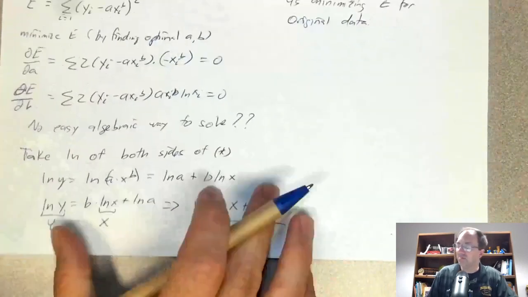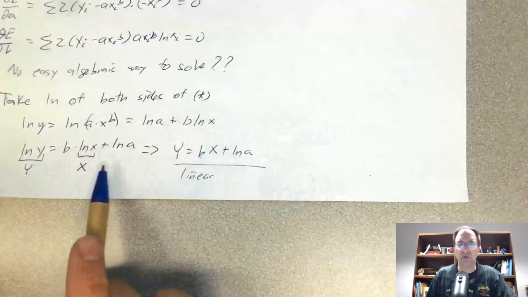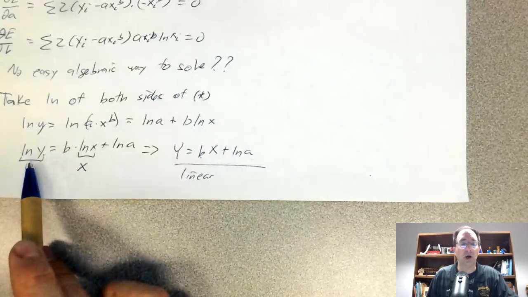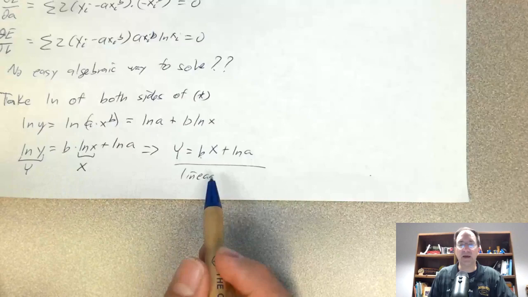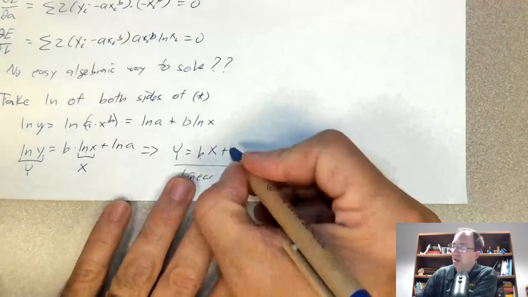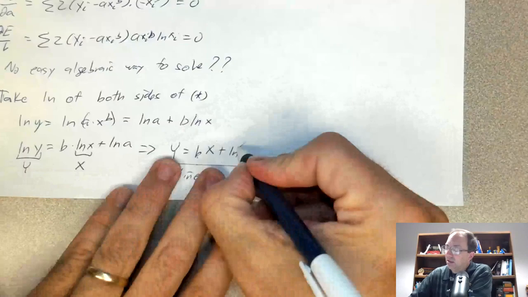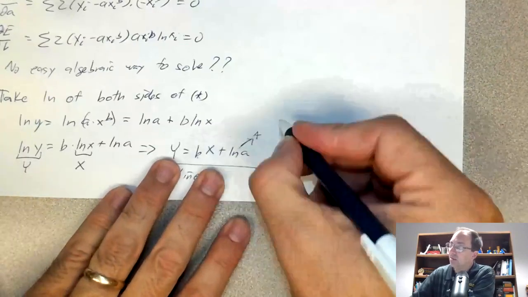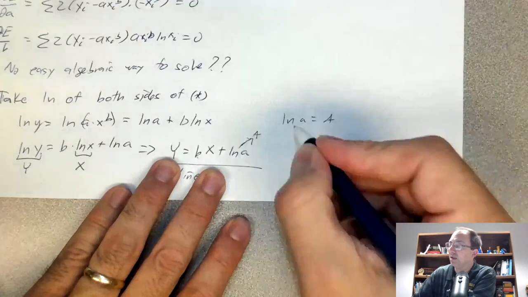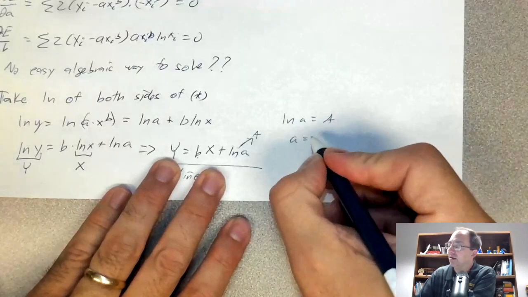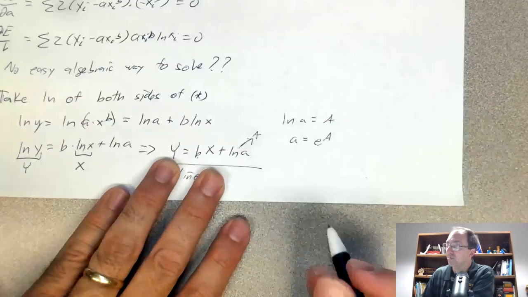And so if we take the logarithm on both sides, we end up with something of this form, which, if we consider the logarithm of the data to be our new x and our new y, then we basically have a linear relationship. And notice if I call this, say, A, then what I really have is the natural log of little a equals capital A. And so little a is equal to e to the capital A.